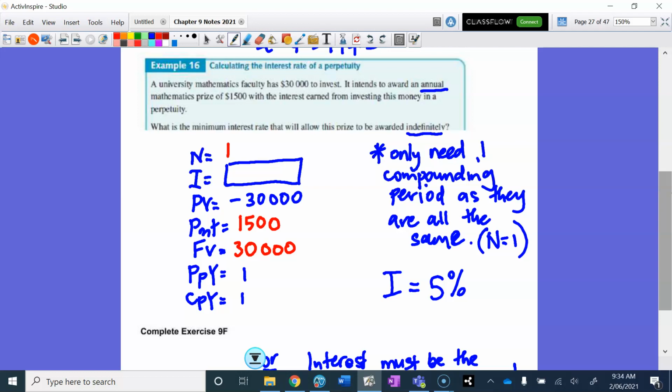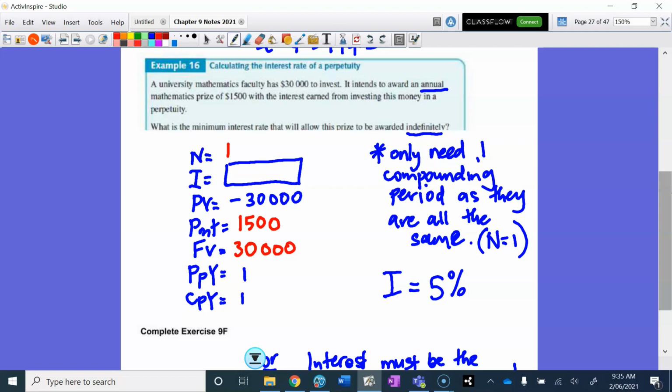So it intends to invest this money, earn some interest, and take a prize. So they take out the interest and give that interest payment to someone as a prize. The idea of a perpetuity investment here would be that the $30,000 just stays there, and each year it earns another $1,500, another $1,500, another $1,500 for that prize. So they can keep giving a prize forever and ever, without ever touching their initial investment.